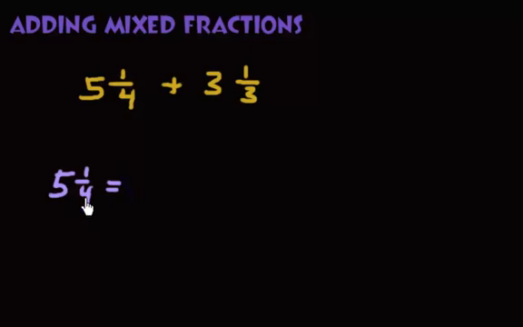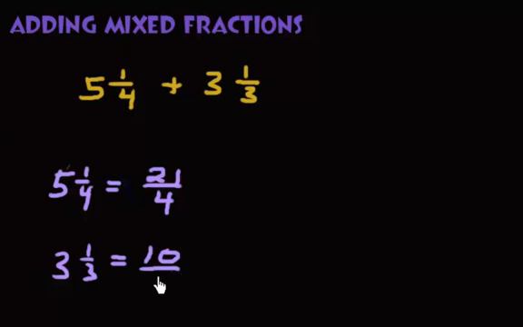What you're going to do is take 4 times 5 is 20 plus 1, so that's going to be 21/4. And then 3 1/3 as an improper fraction. Take 3 times 3 is 9, plus 1 is 10, and you get 10/3. So I'm going to come back up here and rewrite this. Now instead of 5 1/4, it's going to be 21/4, and instead of 3 1/3, it's going to be 10/3.